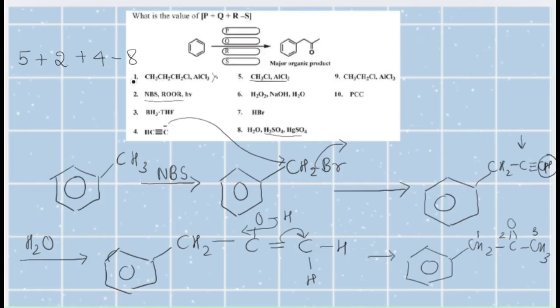Now let's do the simplification here. 5 plus 2 would be 7, right? 7 plus 4 would be 11. 11 minus 8 would be 3. Therefore, the final answer here is 3.